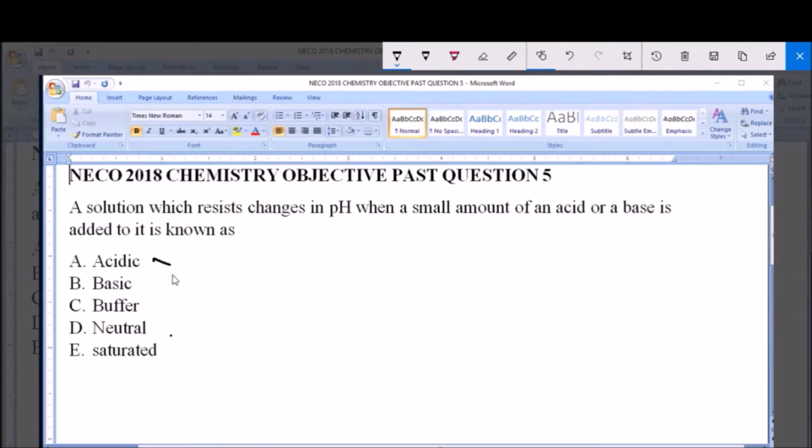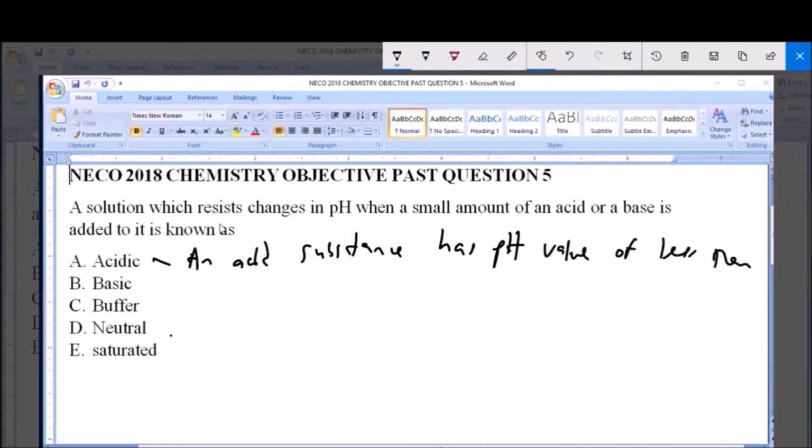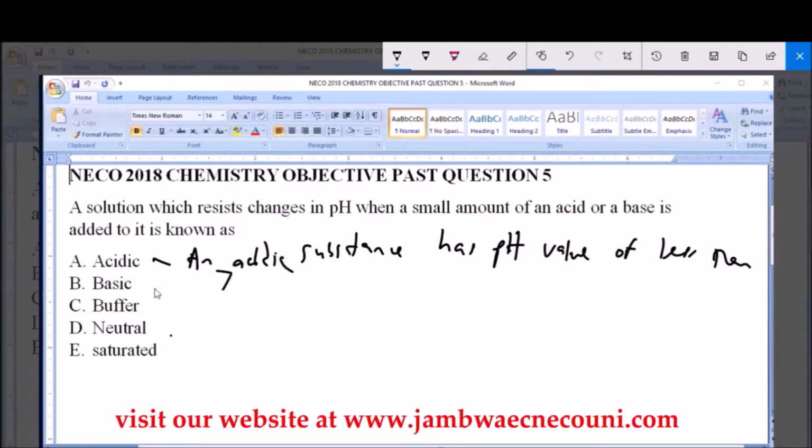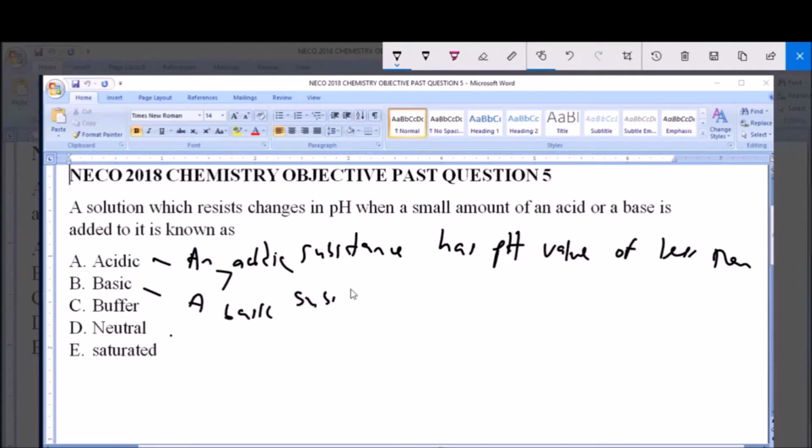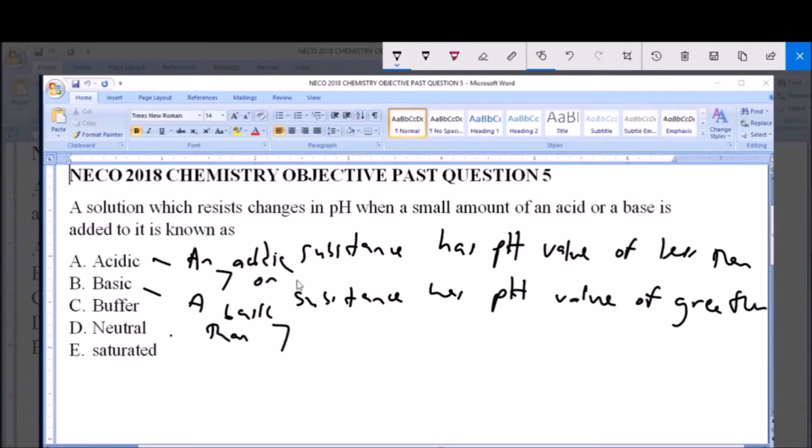Now, option A, which says acidic. An acidic substance is a substance that has a pH value of less than 7. Now, option B, which is basic. A basic substance has a pH value of greater than 7. Now these values are on what is called the pH scale.